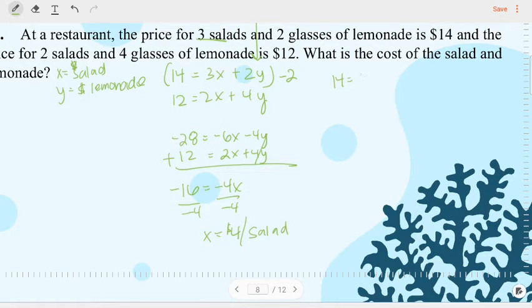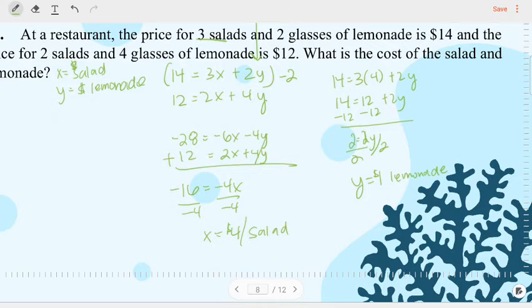14 is equal to 3 times my cost per salad plus 2 for my glass of lemonade. 14 equals 12 plus 2y, minus 12. 2 is equal to 2y, and I divide by 2 to find the cost of my lemonade, 1. So $1 per lemonade.